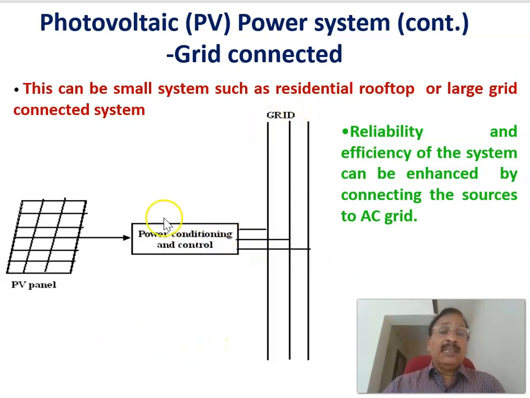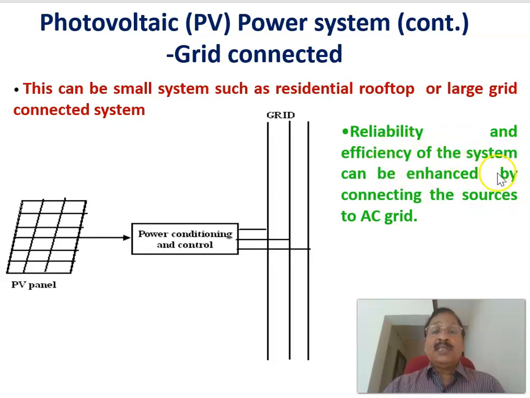In between, there is power conditioning. There will be a controller, DC to DC converter, controller, and DC to AC inverter. Everything will be in this block, and finally you will be getting an AC signal that is connected to the grid. So in a grid connected system, the power that is available in the solar panel can be injected into the existing grid. That's called a grid connected system.